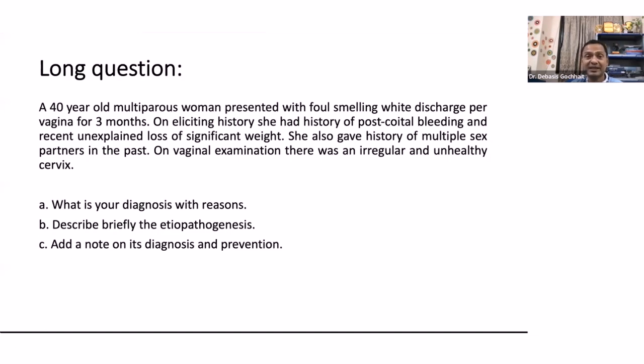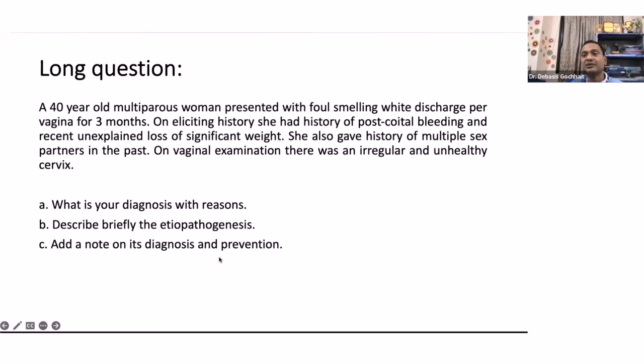And there is a significant history also, multiple sex partners. We know multiple sexual partners means more likely to have HPV infection. And on examination, there was an irregular, unhealthy cervix. So probably she has crossed the dysplasia stage and she has gone into a stage of infiltration or carcinoma cervix. Okay, reasons all I have explained.